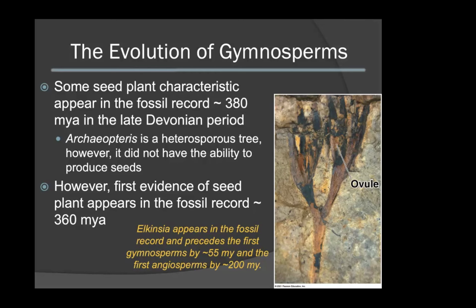The first evidence of seed-producing plants appears in the fossil record approximately 360 million years ago. Elkinsia is a plant that appears within the fossil record that precedes the first gymnosperms by about 55 million years and the first angiosperms by approximately 200 million years. Note the presence of an ovule in this Elkinsia fossil.